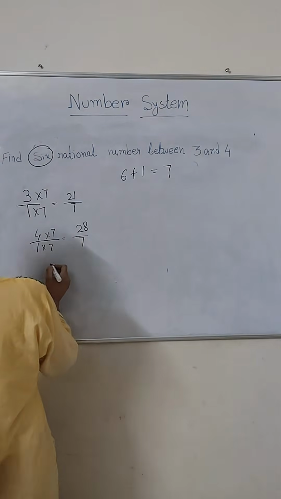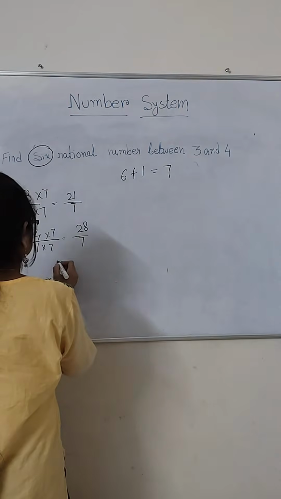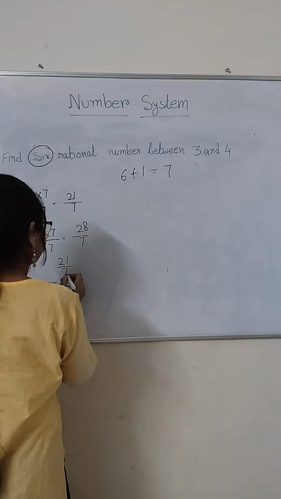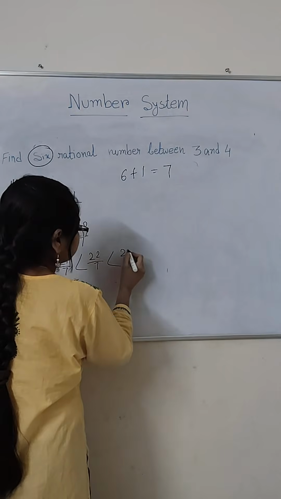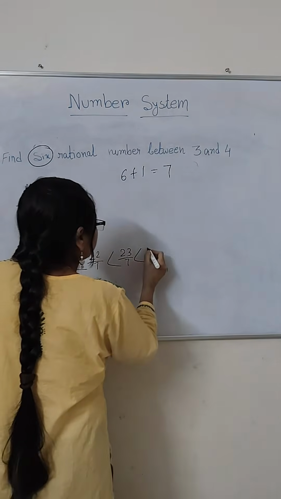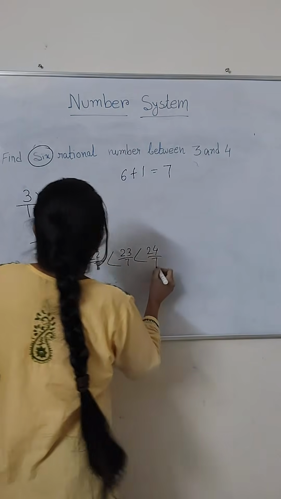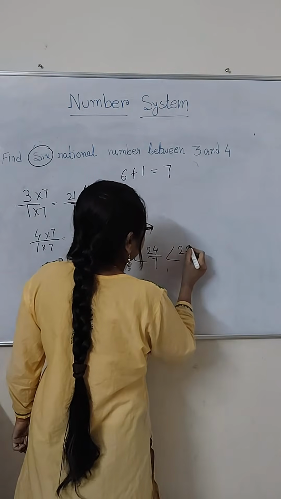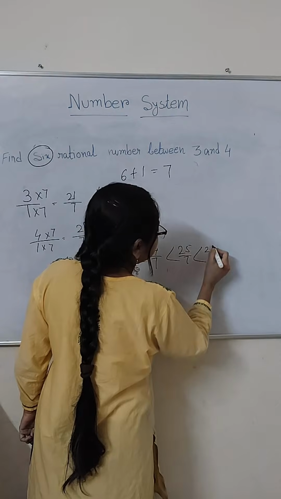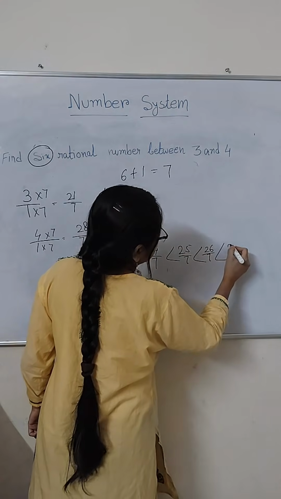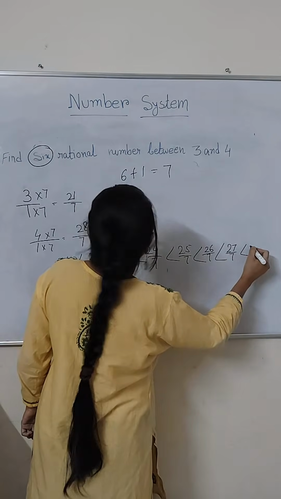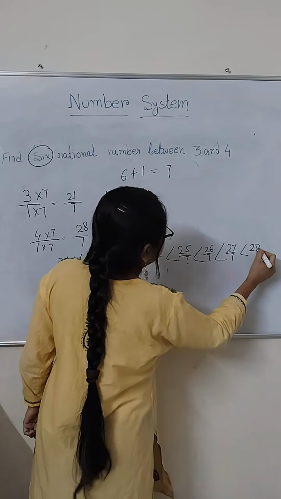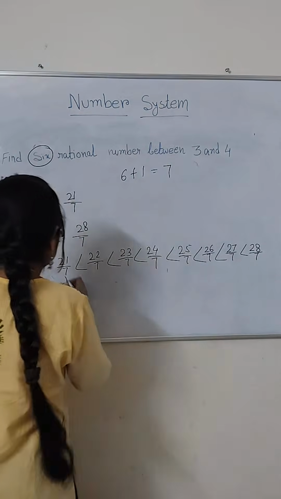So I write 21 by 7, then 22 by 7, then 23 by 7, 24 by 7, 25 by 7, 26 by 7, and 27 by 7, 28 by 7. Now what is the first number?